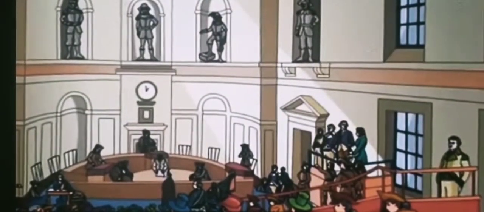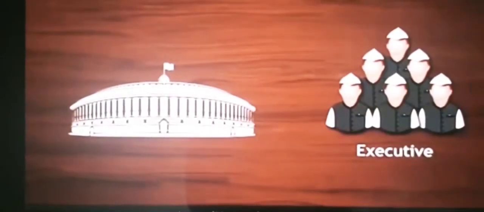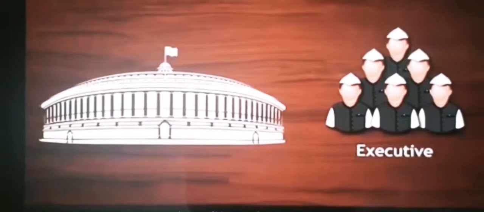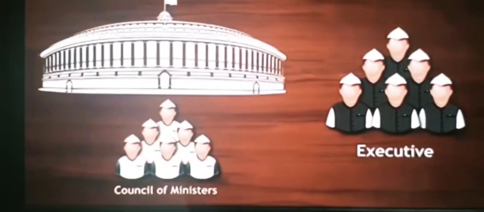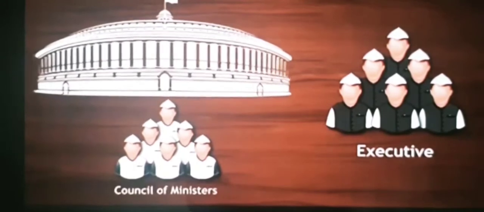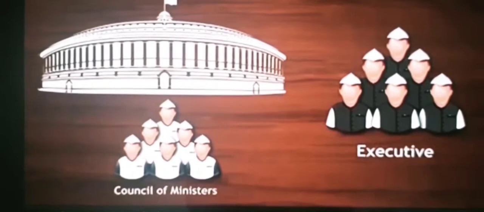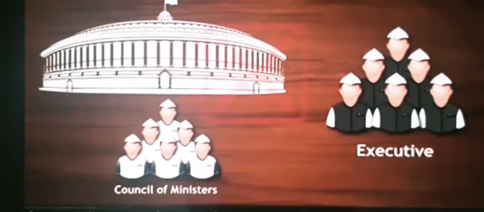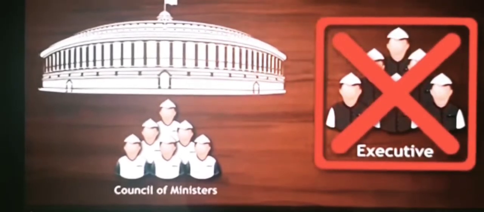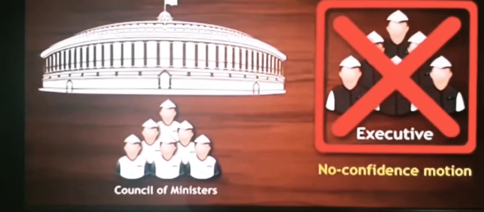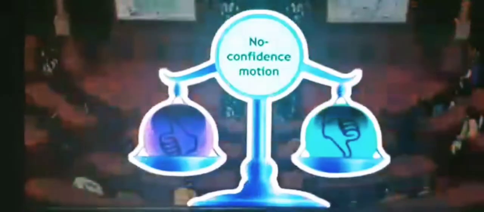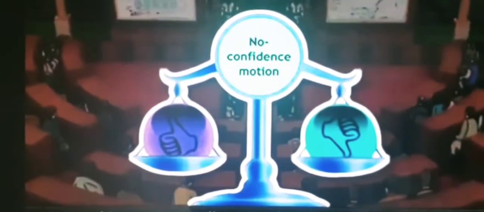In the parliamentary system of government, the executive is dependent upon the confidence of the legislature. This means that the Council of Ministers remains in power till it enjoys the confidence of the legislature. If the legislature feels that the executive does not work in accordance with its wishes, it removes the executive from power by passing a no confidence motion against the executive. No confidence motion is an effective tool of keeping a check over the executive.